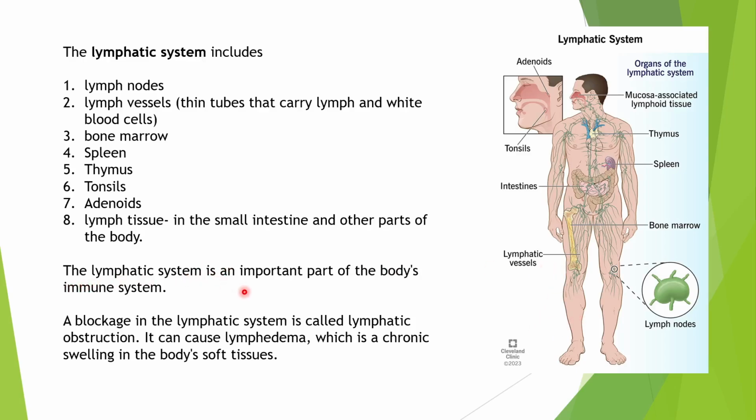The lymphatic system is important for the body's immune system because it carries your white blood cells, your lymphocytes, and helps in fighting pathogens, antigen excretion, etc. A blockage in the lymphatic system is called lymphatic obstruction. It can cause lymphedema, which is a chronic swelling in the body's soft tissue.